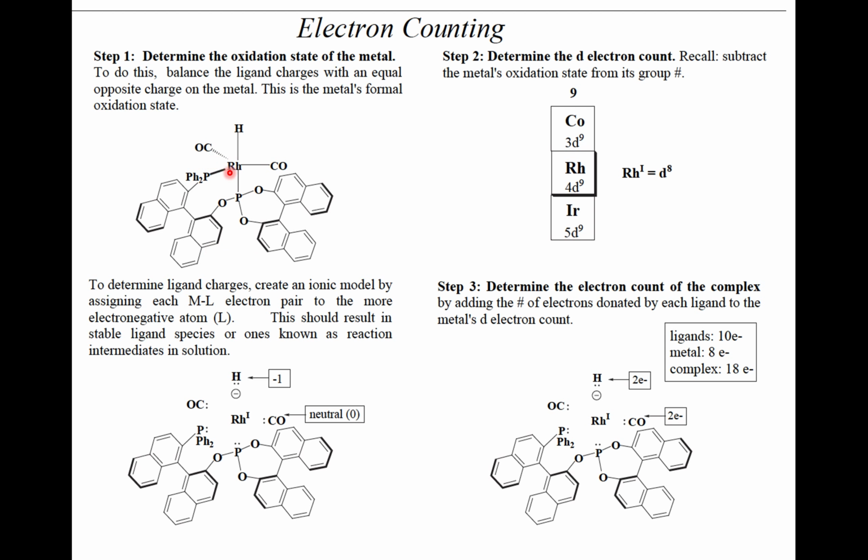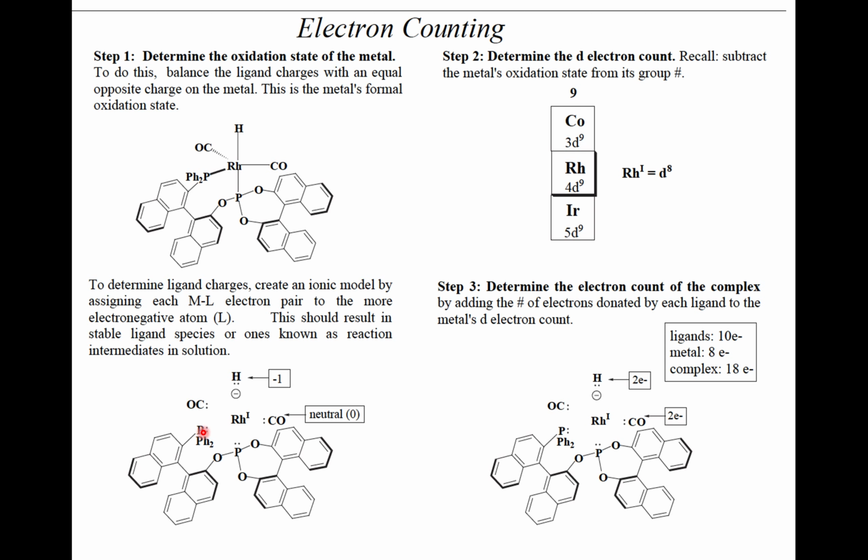And I'll just go into detail here with this first complex. We can see that we start out with our complex here and we first need to figure out what the charge is on the metal. Go down to the bottom part of the slide here. That means correctly assigning the charges to all of the ligands. The carbon monoxide here is neutral. The other carbon monoxide is neutral.